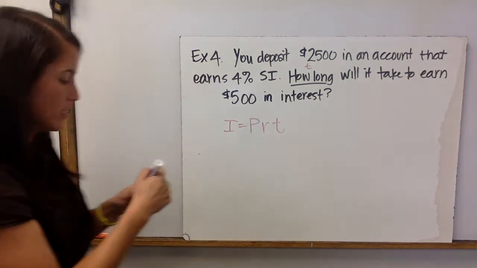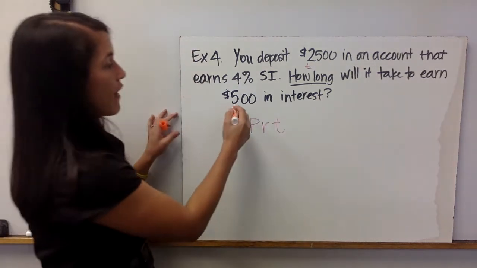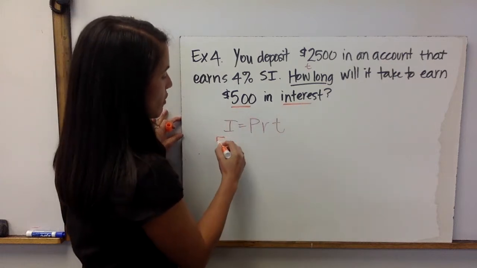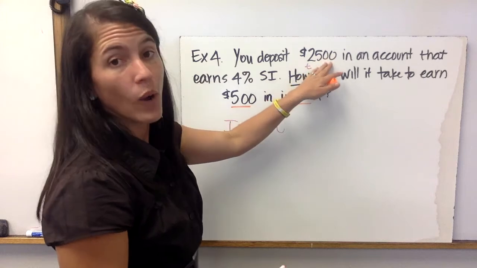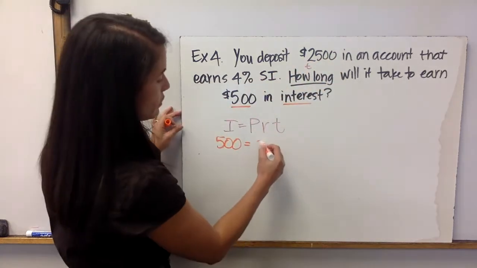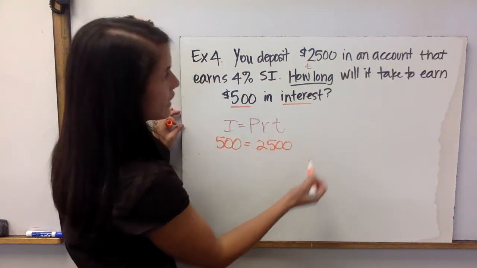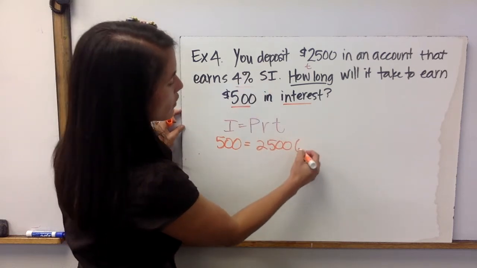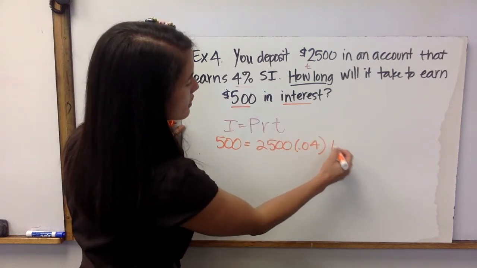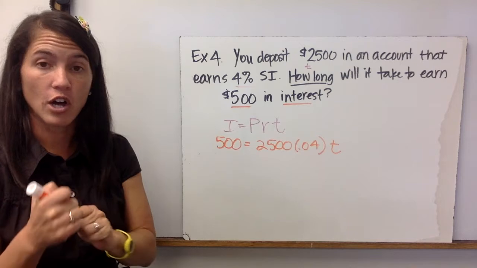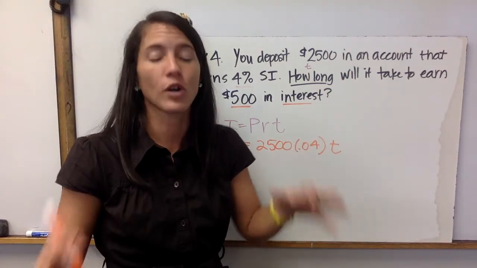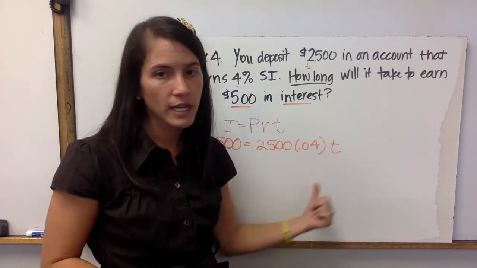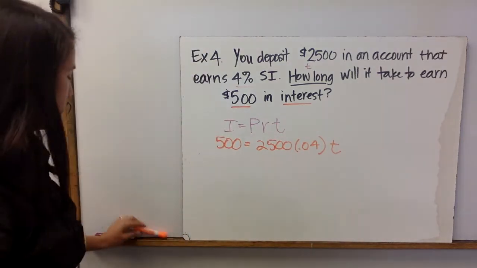We're going to start with our formula. And it says right here, $500 in interest. So our interest is $500. We deposited $2,500. So that is our principal. And our rate is 4%. We don't know how long, and that's what we're looking for. So that's our variable. We've been working at solving equations, so just because this looks different, you should still be able to solve it.